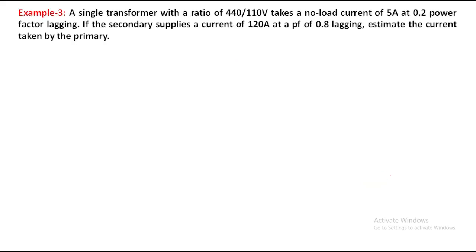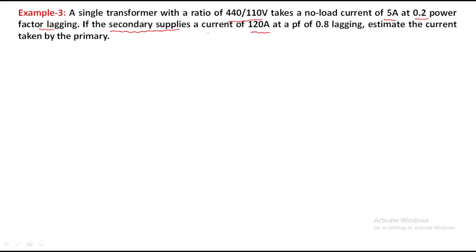So the next problem is: a single phase transformer with a ratio of 440 by 110 volts takes a no load current of 5 amperes at 0.2 power factor lagging. Okay, no load operation data, and if the secondary supplies a current of 120 amperes, here you have to underline this word. What is that statement?